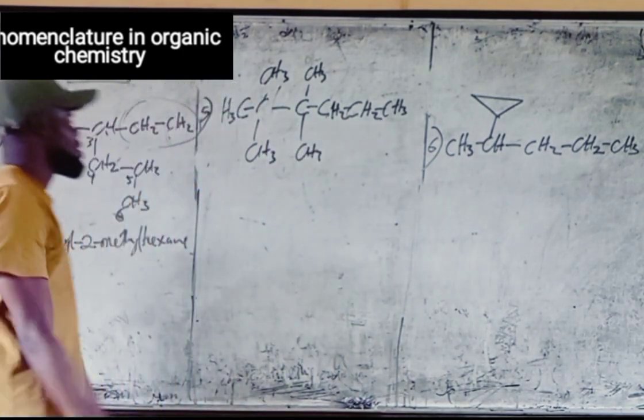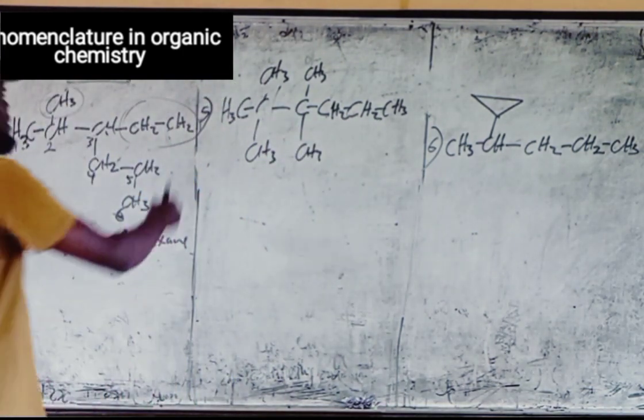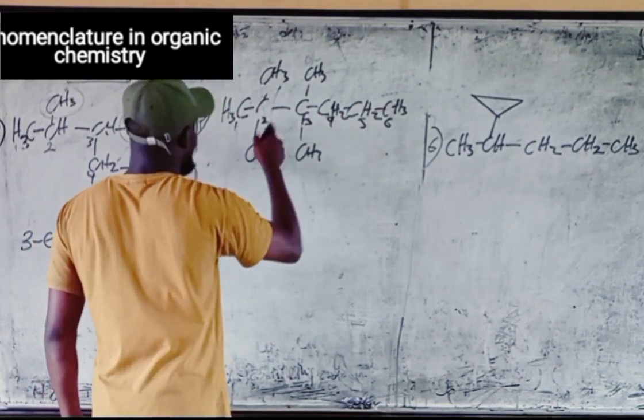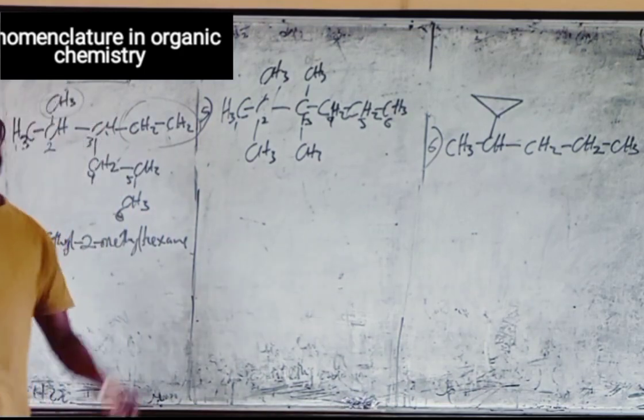Now it's 6. So the highest chain we have here is 6. We have 1, 2, 3, 4, 5, 6. So these two are closer to this end than that end. So we're going to start with this end.